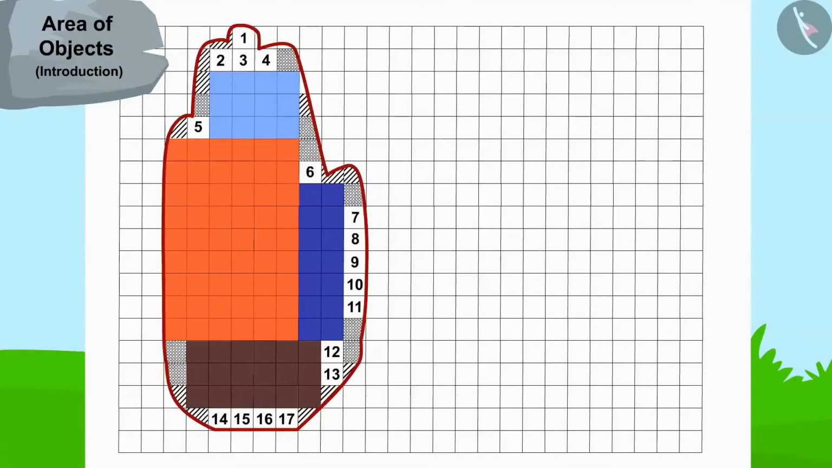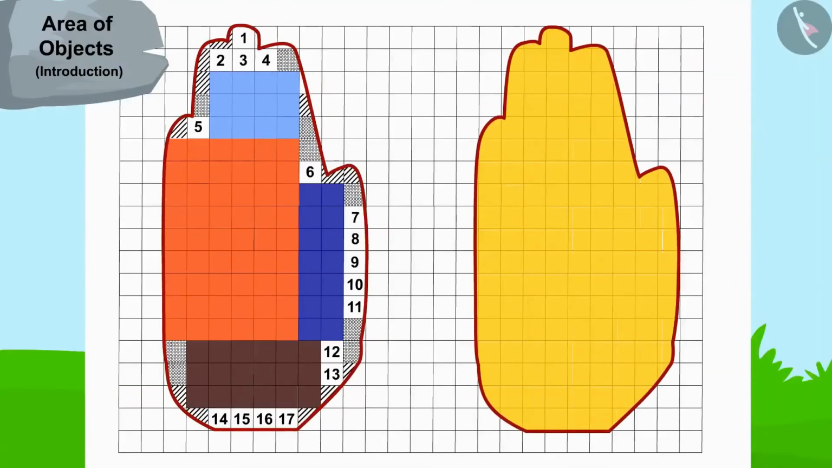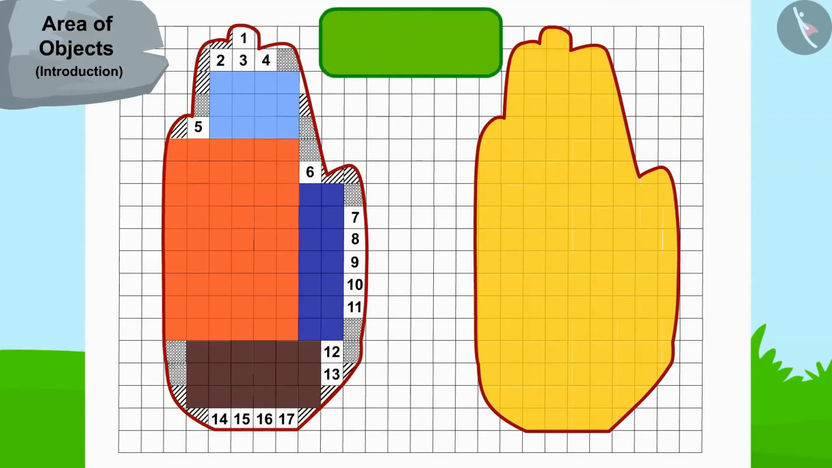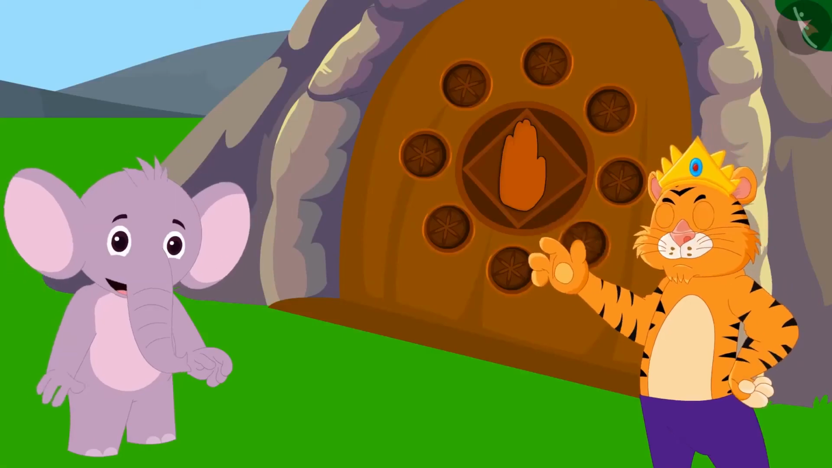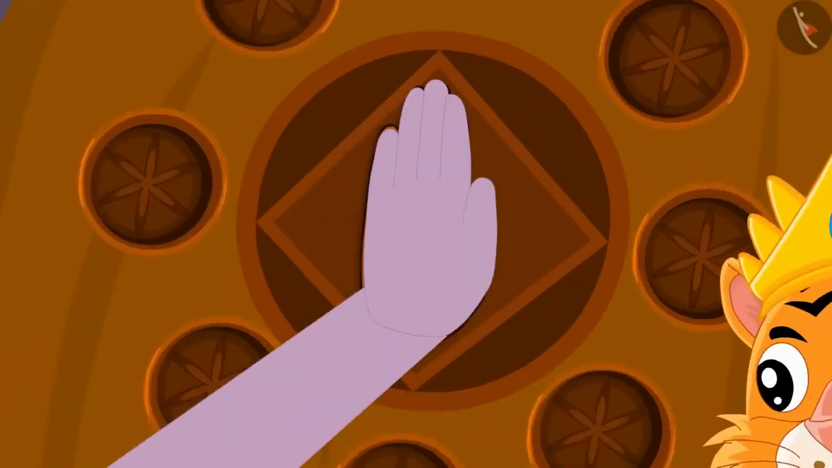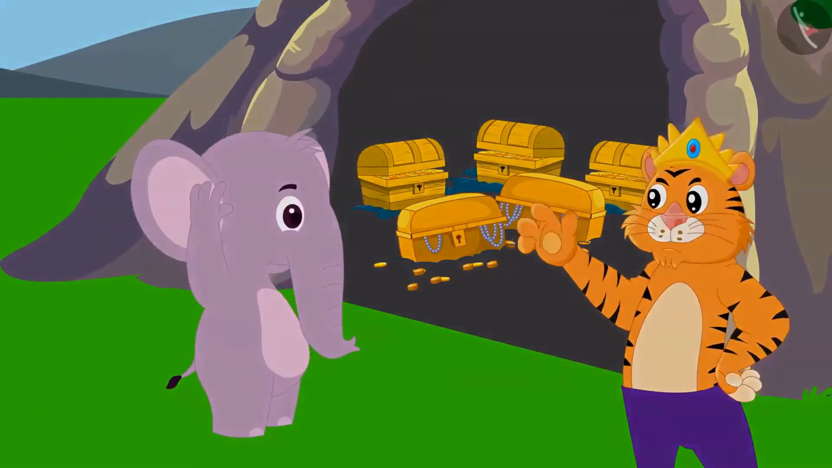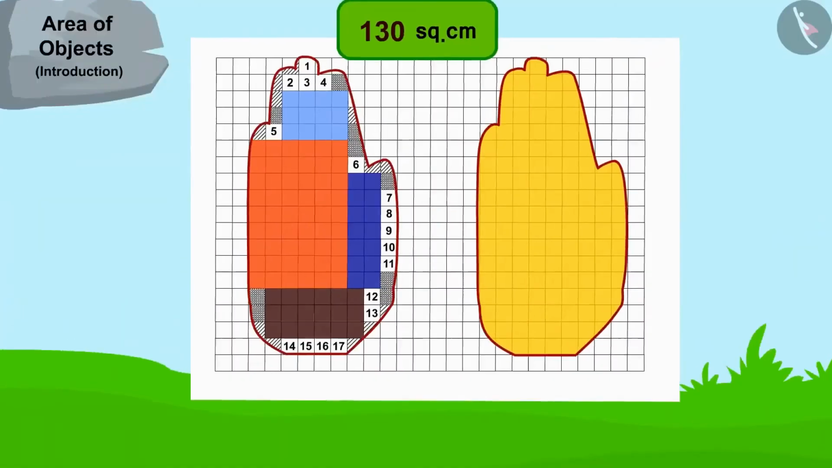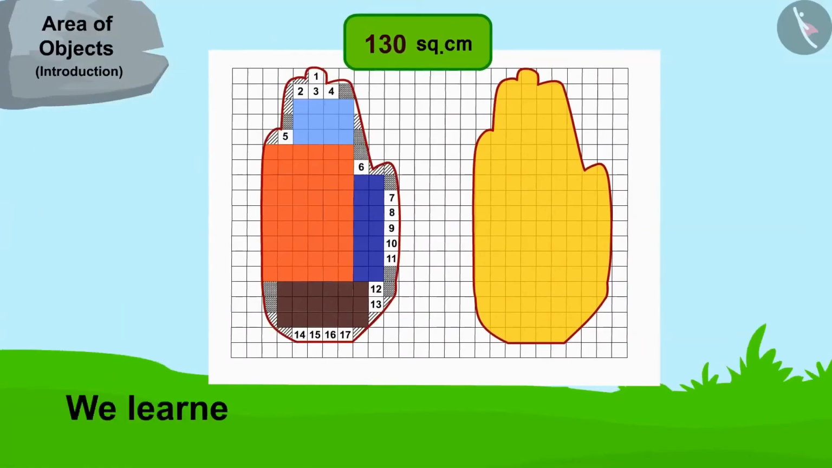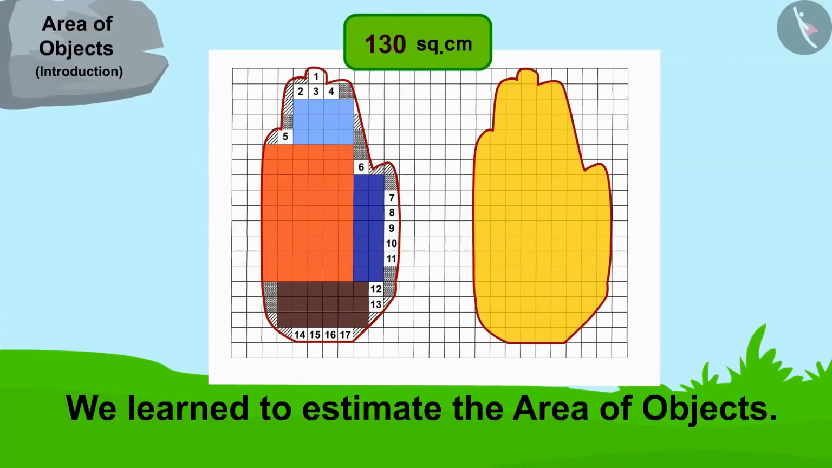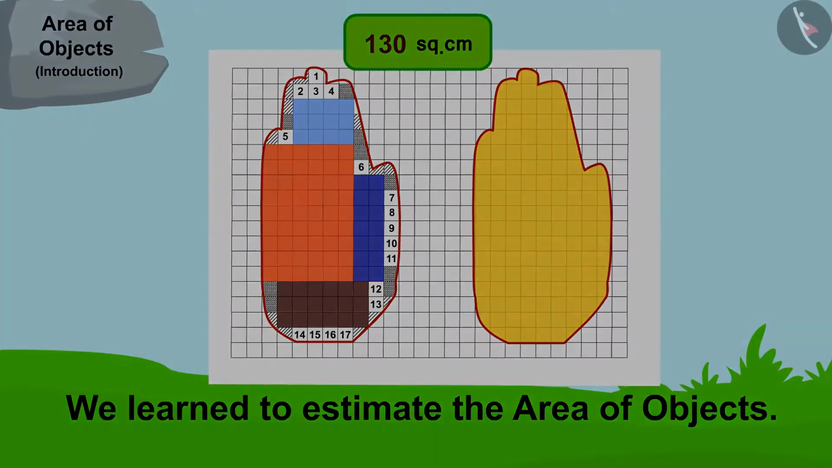Appu's hand impression matched the impression on the cave door. The king opened the door with Appu's help and gave him half of the treasure in return. Children, in this video, we learned to estimate the area of objects. In the next video, we will learn more about it through some interesting examples.